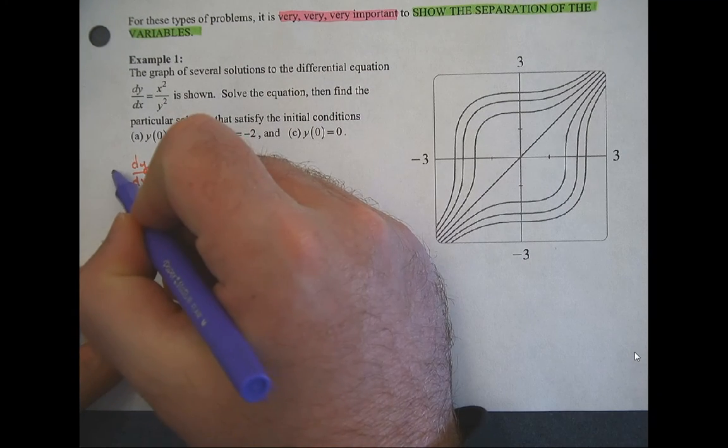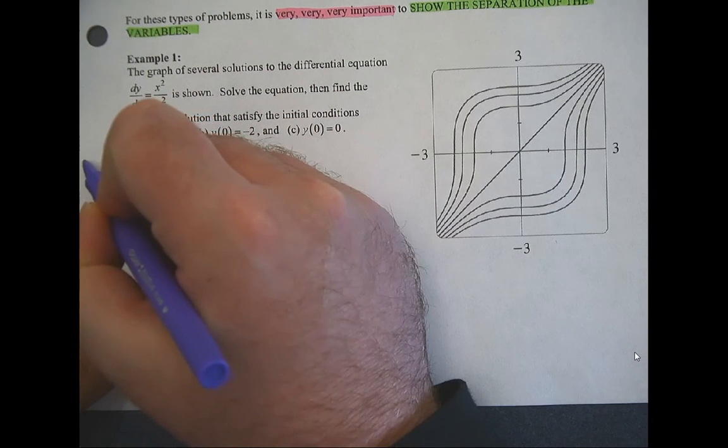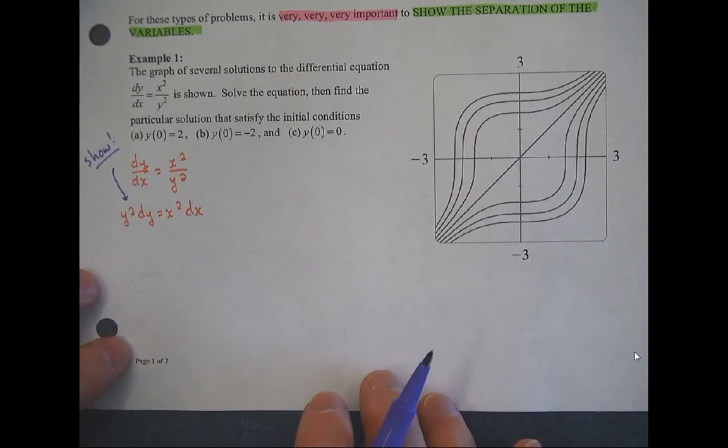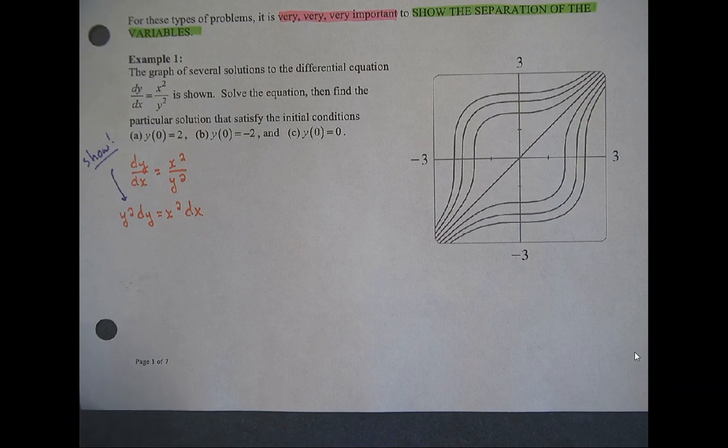This is what you want to show. You have to show that step. You can't just jump to the next step. They want us to actually see that piece. So what would you do now? Now I can integrate both sides.